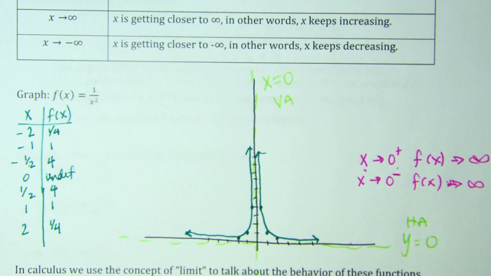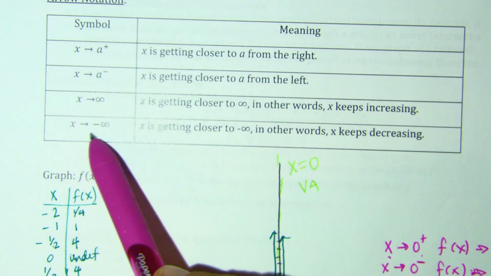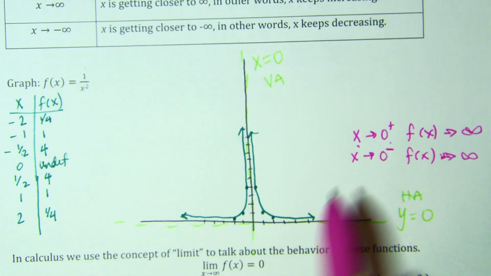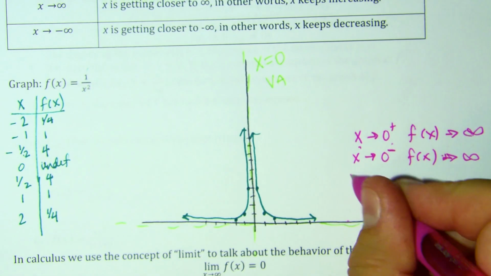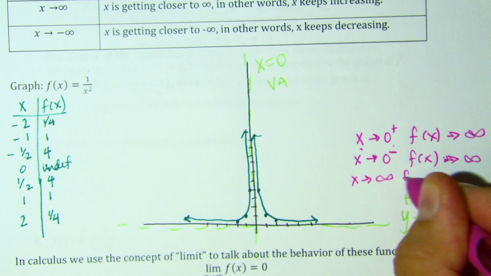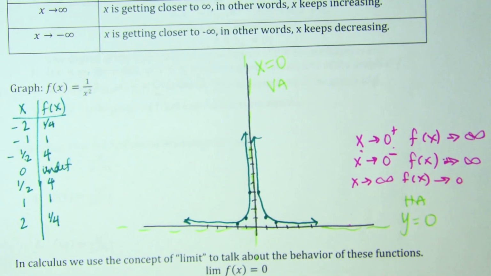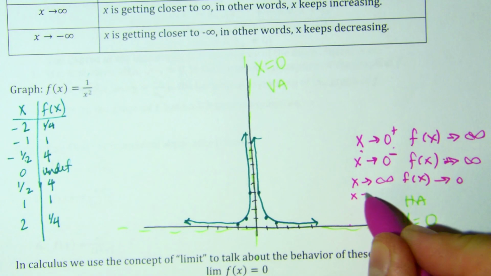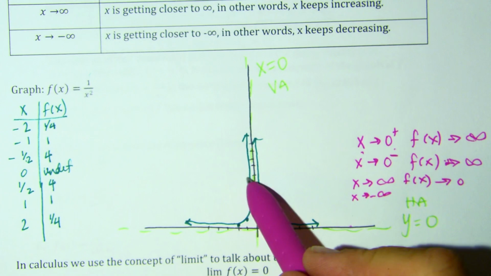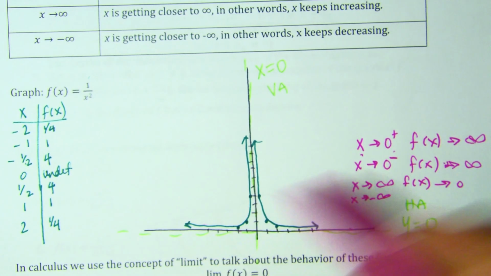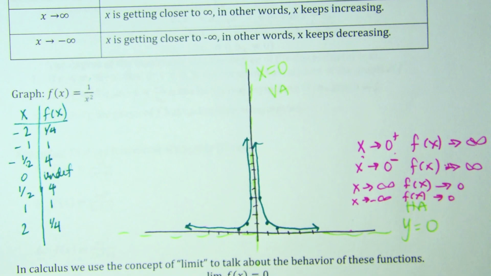Okay. Now, the next symbols we see here, as x goes to infinity and x goes to negative infinity, well, we can also talk about as x goes to infinity, gets larger and larger and larger, f of x, in this case, is getting closer and closer to 0. And similarly, as x goes to negative infinity, my function is getting closer and closer and closer to 0. Okay, so that's what those notations mean.